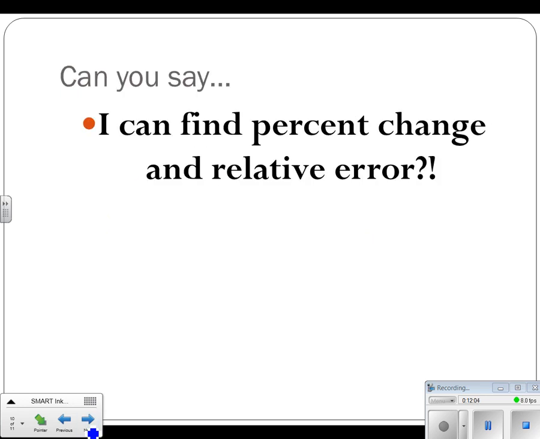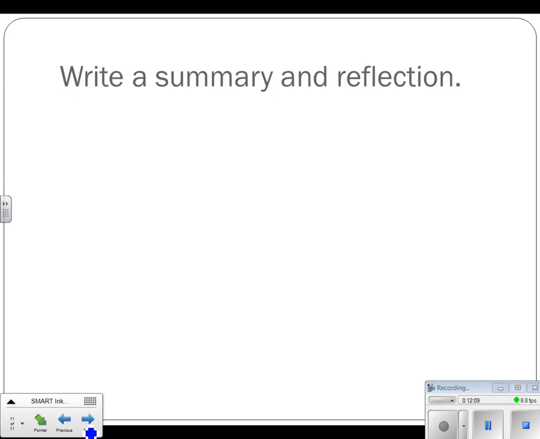Can you say "I can find percent change in relative error"? Write a summary and reflection and be prepared for work time during class tomorrow.